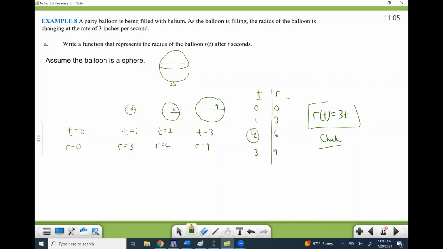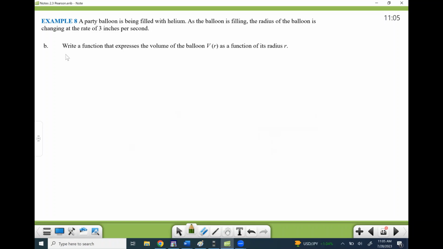Okay, you can go in here, you can check it, make sure it works. We know that when we plug a 2 in, we should get 6. So let's substitute a 2 in, and what do you know? We get 6. We know when we substitute a 3 in, we should get 9. Boom, it's working. Okay. All right, so there's our function for our radius, to find our radius as a function of time. Somebody could substitute at any second, and they could find out the radius. Write a function that expresses the volume of the balloon as a function of its radius.